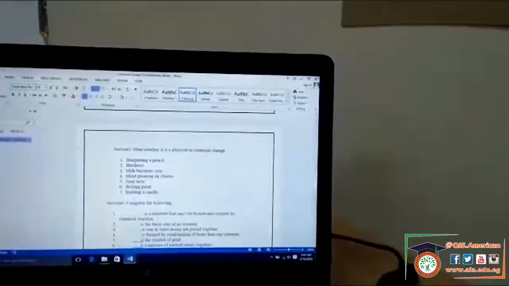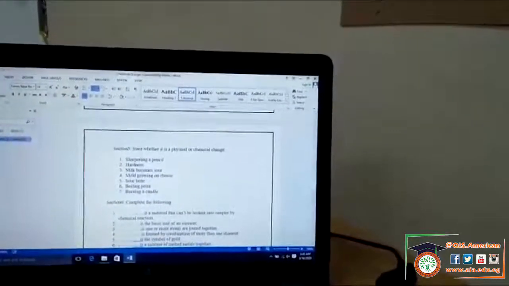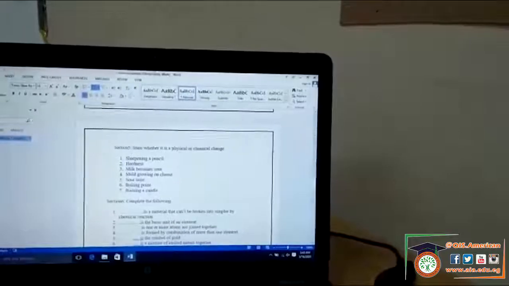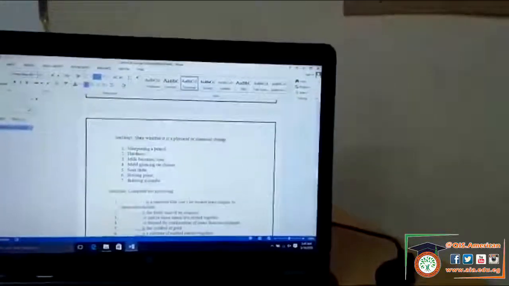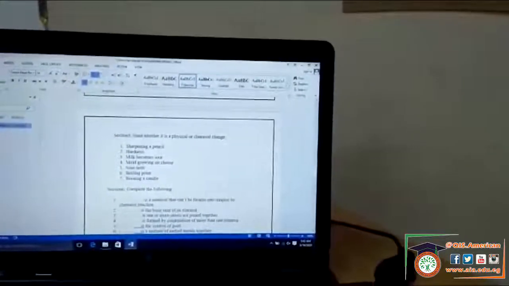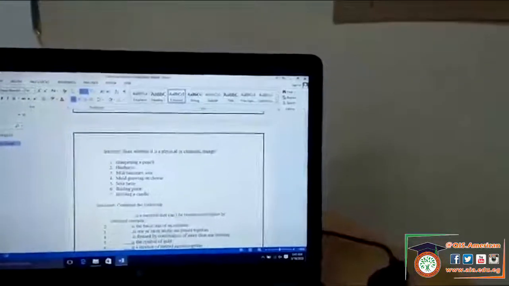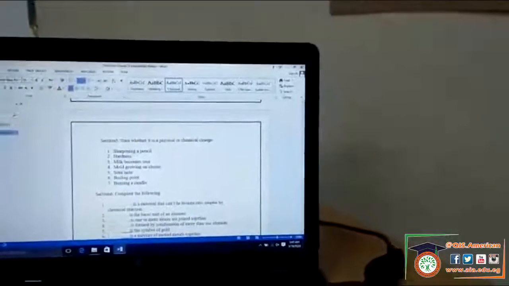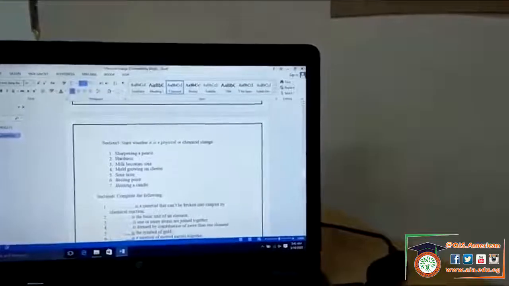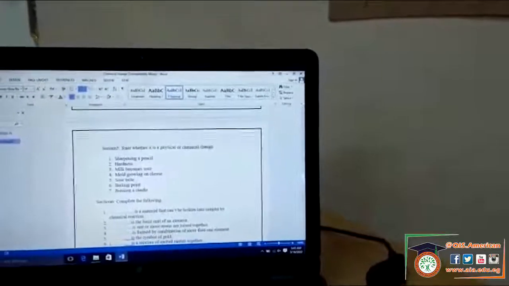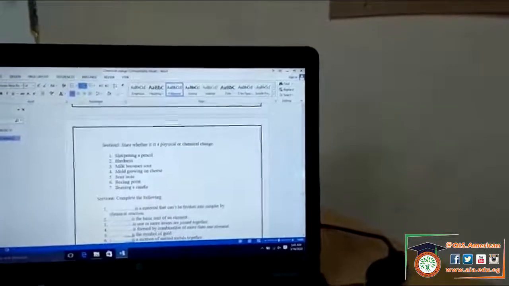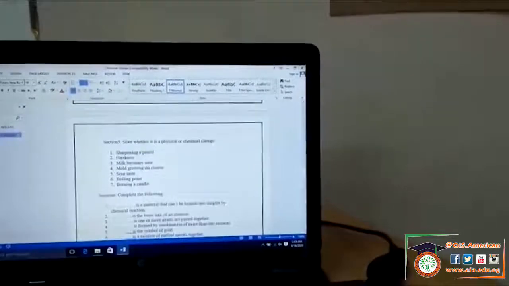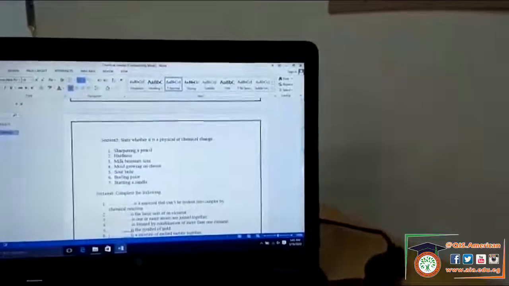Number two, hardness. When we have something rough or smooth, does it change the material? No, so it's a physical change. Number three, milk becomes sour. When we put the milk out of the fridge, as we said before, it changes its odor and taste. So it is a chemical change. So number three is a chemical change.